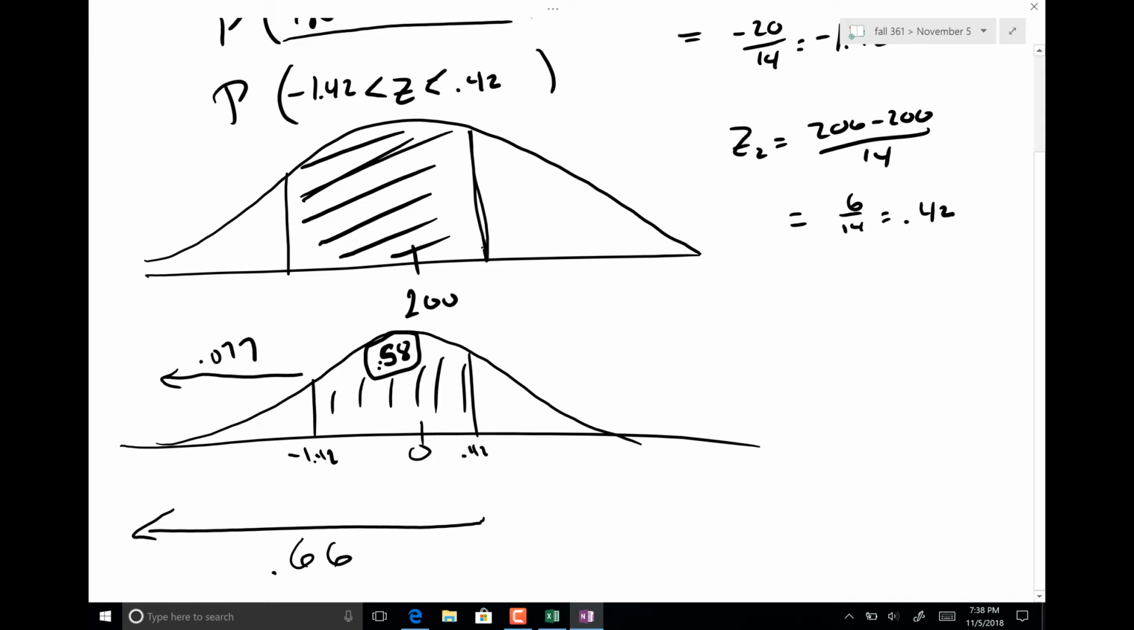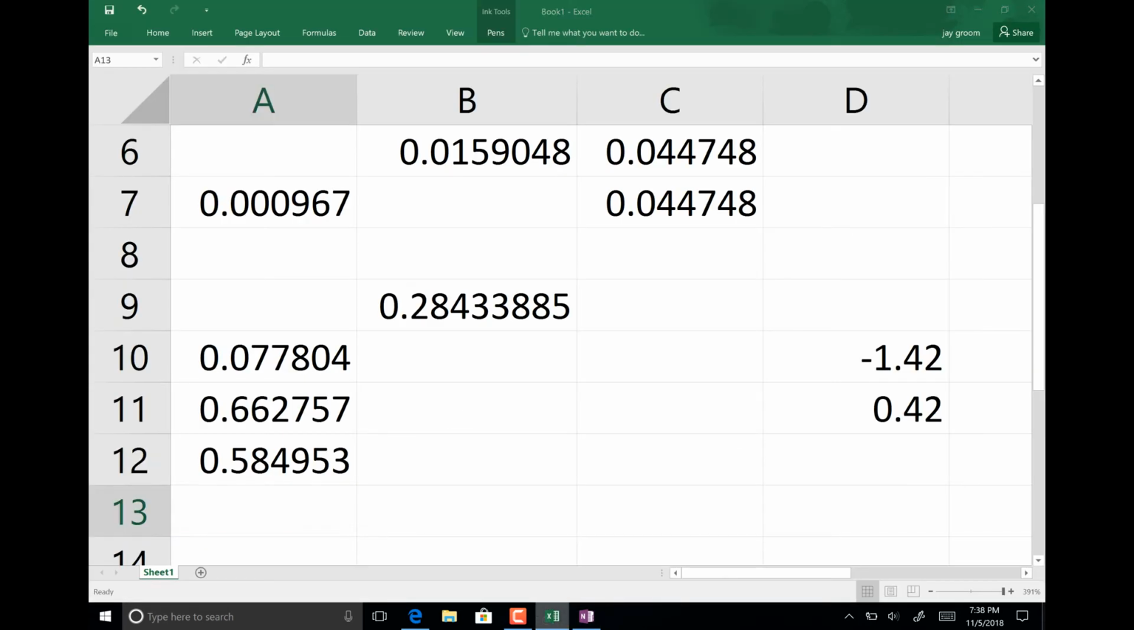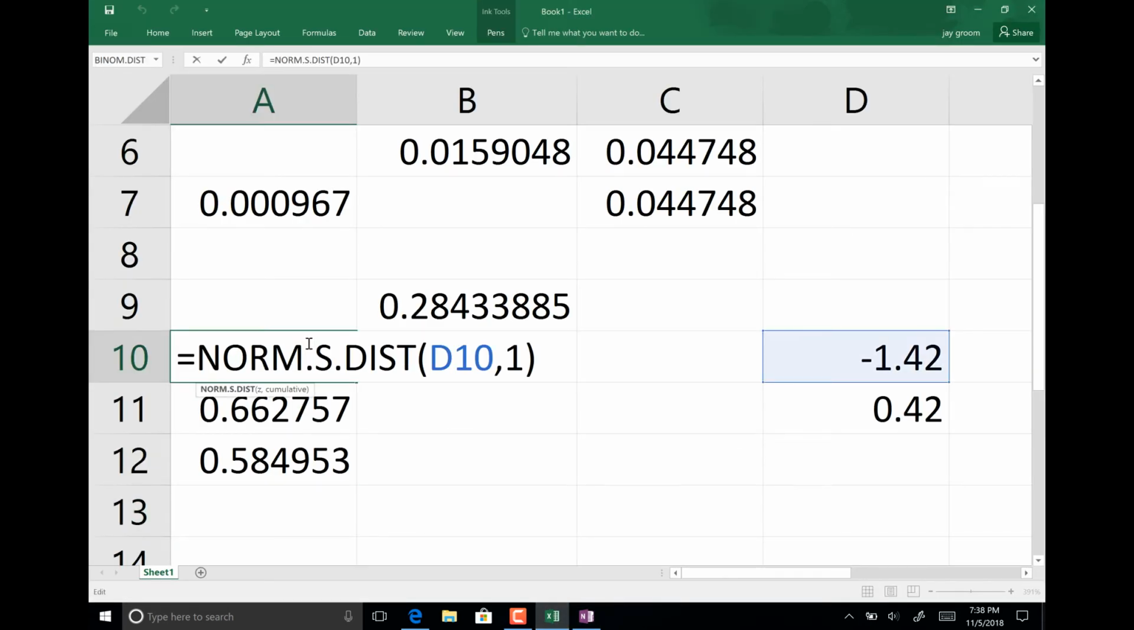Question? Do you have to get the 7% in Excel? Yeah, in Excel. So it's right here. It's equals norm.s.dist of negative 1.42, comma 1. Remember, that's your less than or equal to negative 1.42. There's only 7% of the population at or less than that.